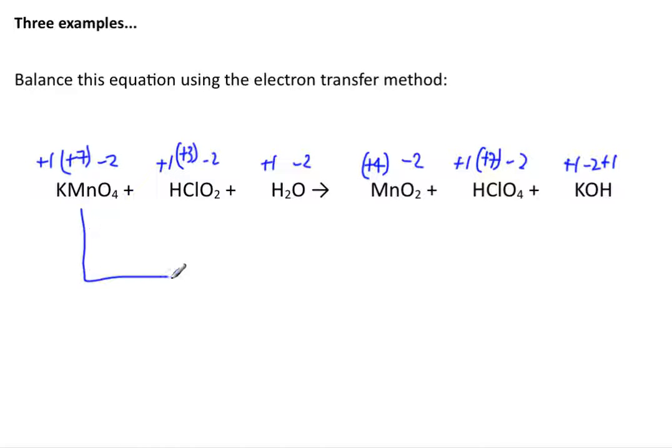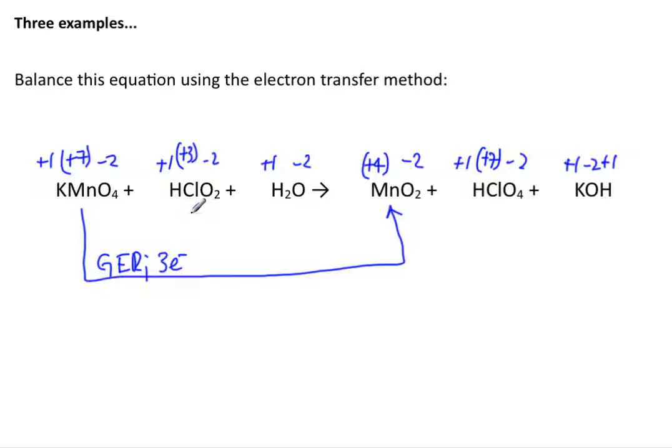manganese, +7 to +4. So this is what I mean by identify the LEO and the GER. So +7 to +4, there's been a decrease in the oxidation state. That is a reduction. So that's a GER. And how many electrons have moved? Well, a change from +7 to +4 implies 3 electrons have moved. Okay? So there's my GER.